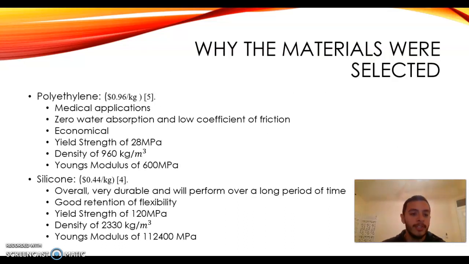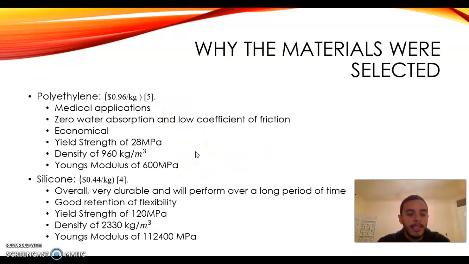So the first material we chose to look at was polyethylene. You can see it has a price of 96 cents per kilogram. It's widely used for medical applications as it has zero water absorption and a low coefficient of friction. This polyethylene material is fairly economical and has good mechanical properties with a yield strength of 28 megapascals, density of 960 kilograms per meter cubed, and a Young's modulus of 600 megapascals.